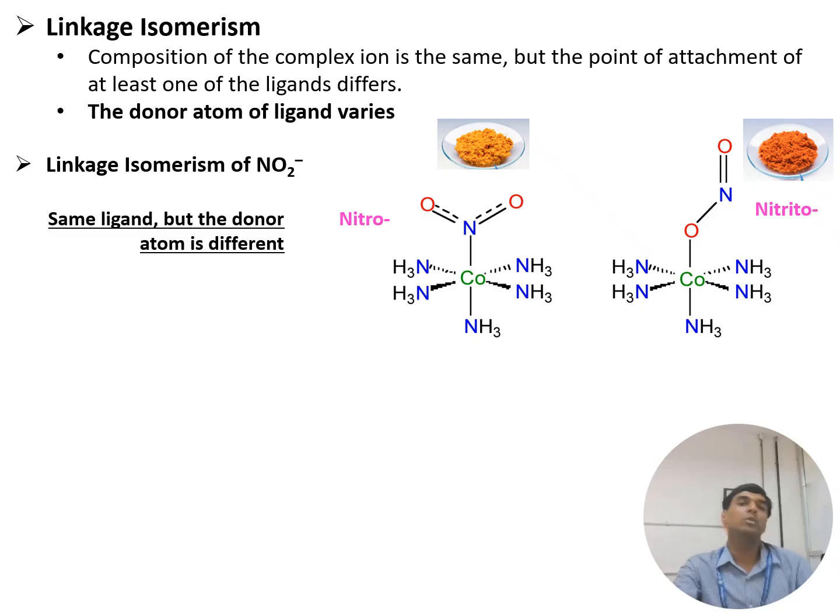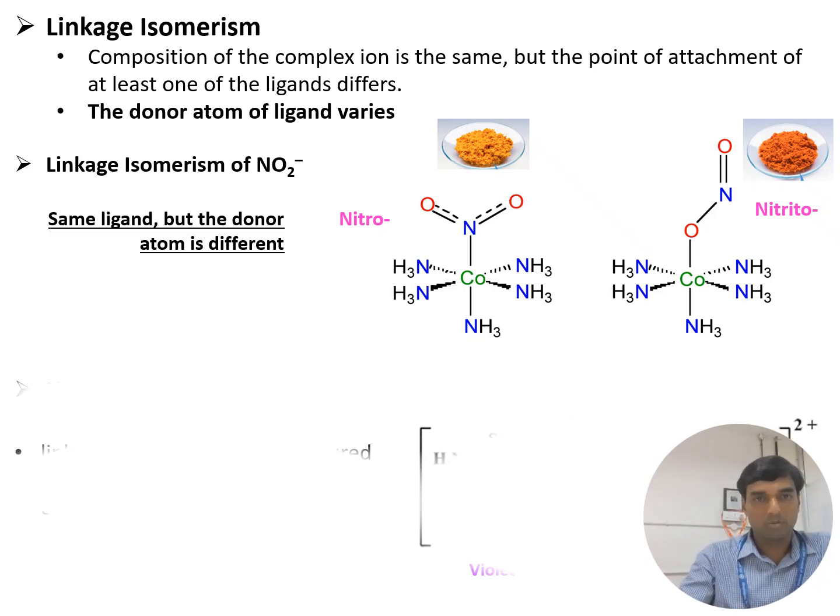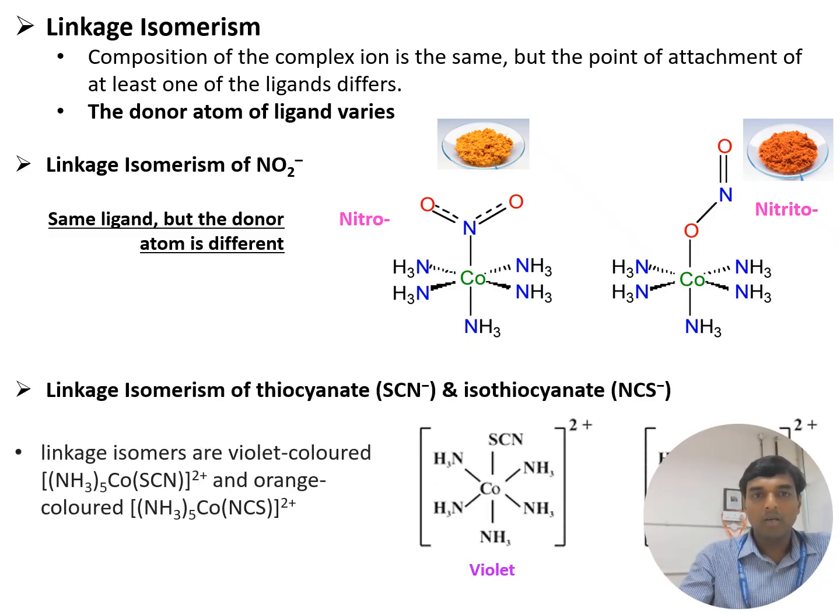When it is bound through the nitrogen, the color is orange. When it binds through the oxygen, the color is brownish. So the same ligand has a different donating site, and that's why it's called linkage isomers. You can see the same with SCN, or isothiocyanate. We can call this one violet color and this one a different color.